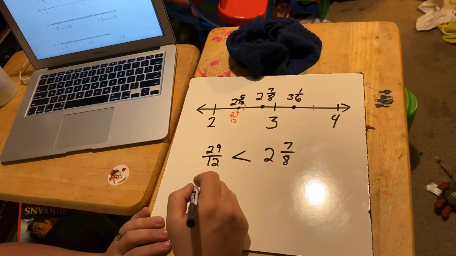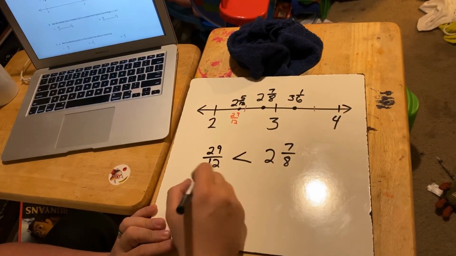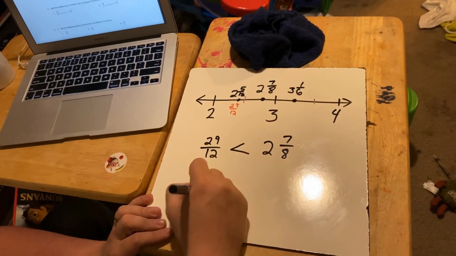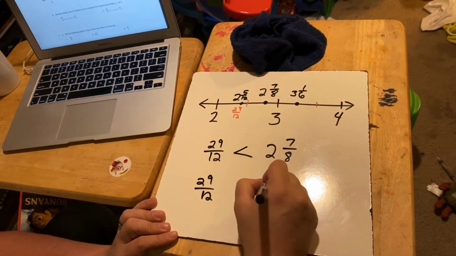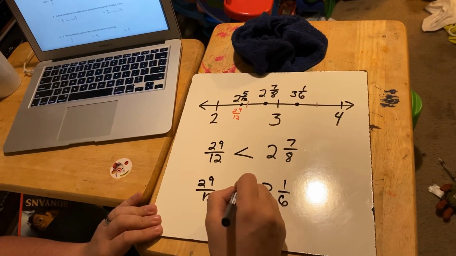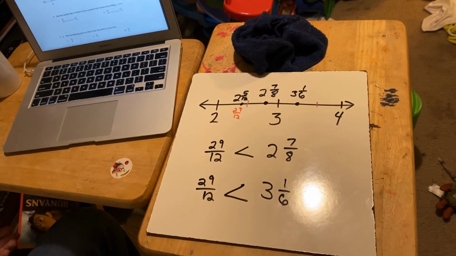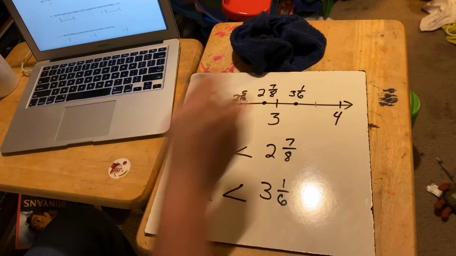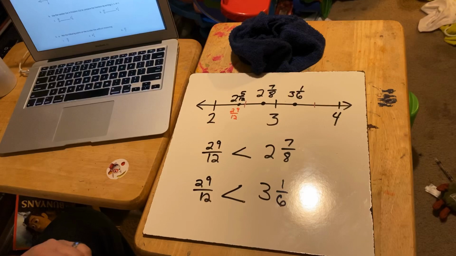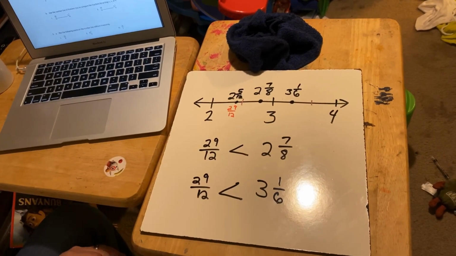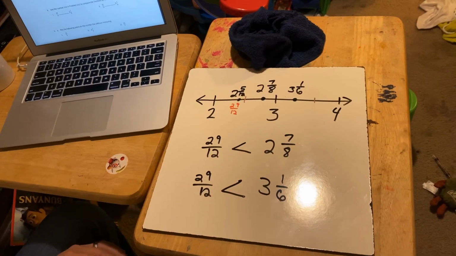And let's look at the next one. If that's my smallest fraction, Roman numeral 2 says 29 twelfths and 3 1/6. Once again, that's my smallest fraction, so it's going to be less than 3 1/6, because we know 29 twelfths is really the same thing as 2 5 twelfths. There is how you do it. If you want to pause to make sure you've got it, that'd be great.